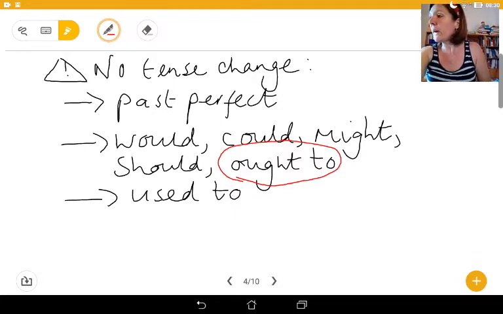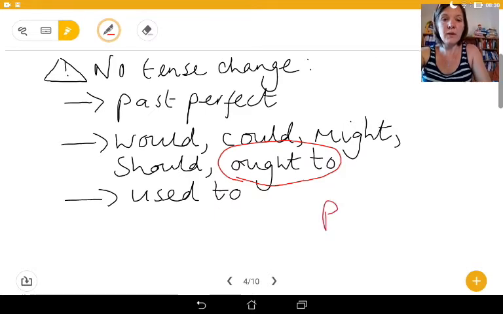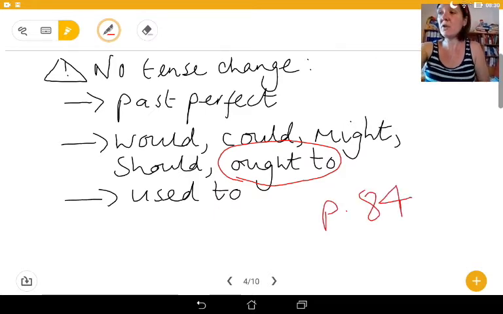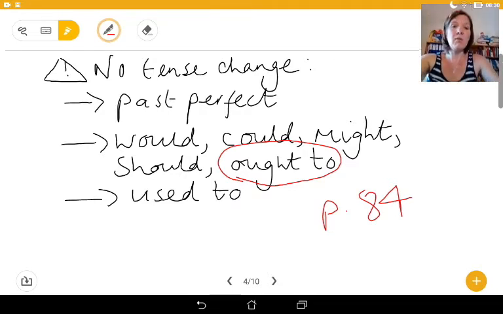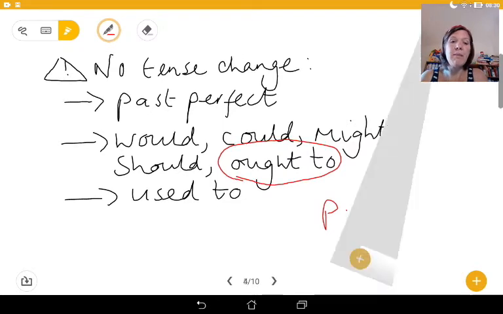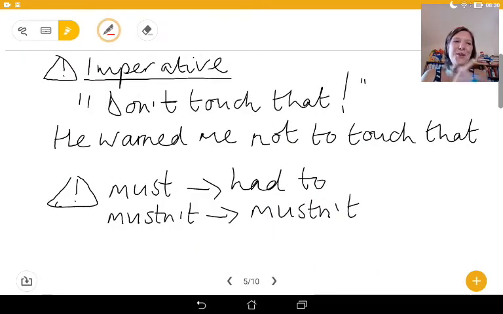If you look in your books, page 84, okay, gives you the table of these verbs, okay, and it shows the tense change and it describes the situations to you where there isn't a tense change. So if you want to go and revise them, go to page 84. Sorry, 84. Got confused with my numbers.